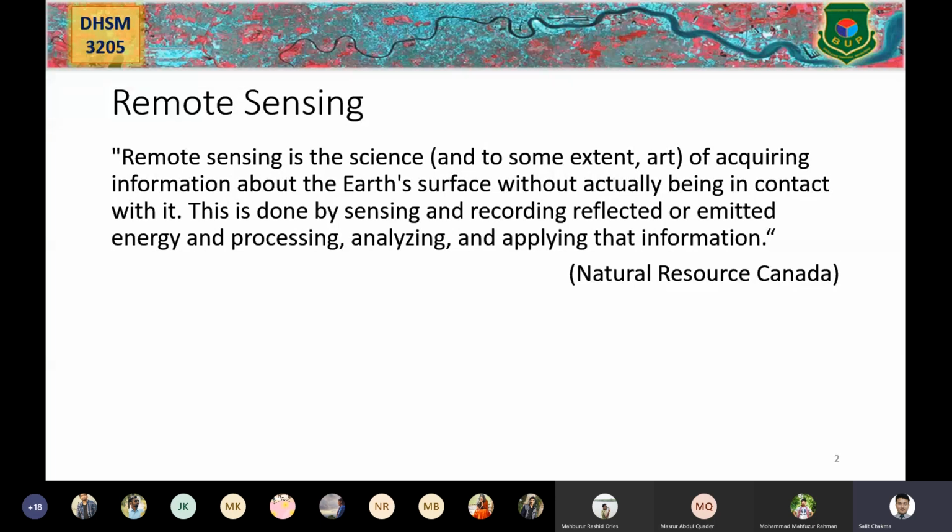So why can't you do it from satellites or any other devices? Remote sensing does the same thing. After sensing, this information gets recorded. And what is this information? This information is the reflected or the emitted energy. So why does it say two important terminologies, reflected and emitted? Because the sun is the source of energy in our solar system, the primary source of energy in our solar system.